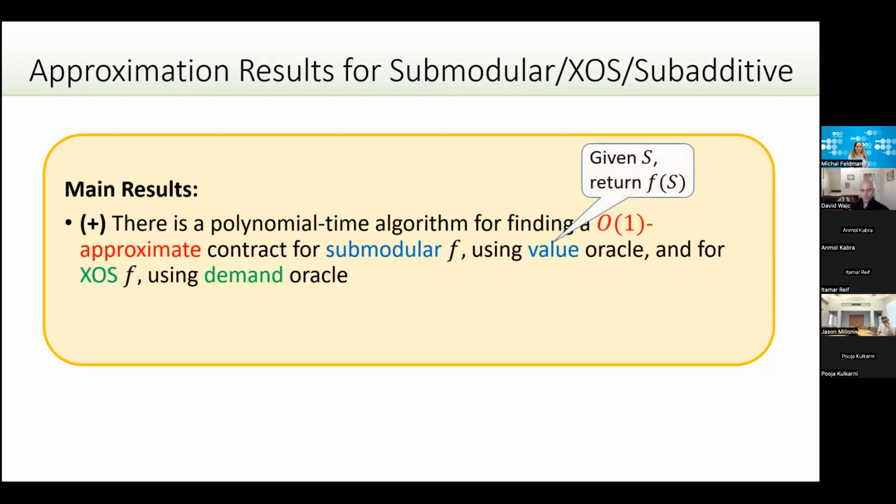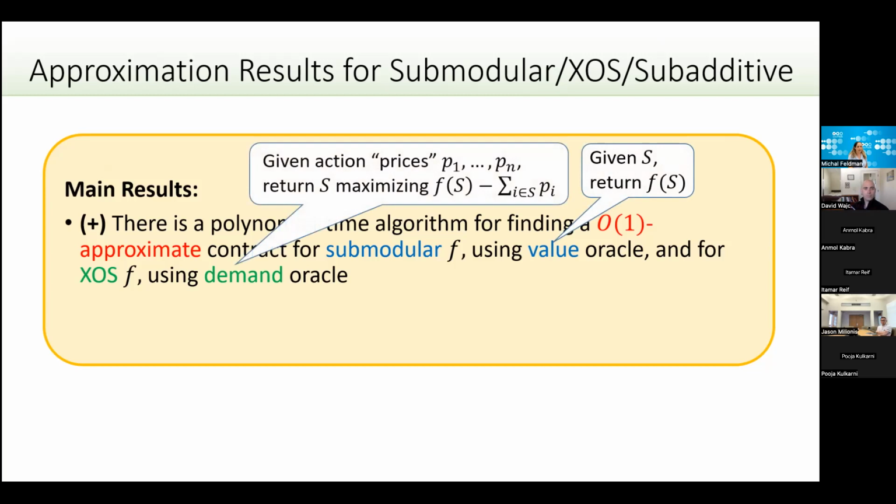Okay, so what's a value query? A value query is: given S, return F of S. Because remember, F is this combinatorial function, an exponential object. How do we even access it? So two very common oracle models are the value oracle, which, given S, returns F of S, and the demand oracle, which is the demand query that I told you about before: given action prices P1 to Pn, return the set S maximizing F of S minus the sum of prices.